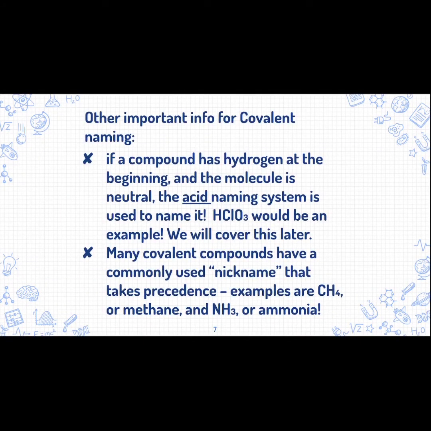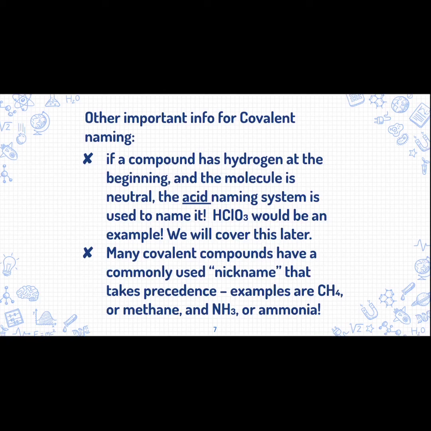A couple other things. If a compound has a hydrogen at the beginning and the molecule is neutral, then we use the acid naming system. And we're going to get into this probably next week. So if there's an H at the beginning, like HClO3, that's an acid. That H at the beginning is what's making it an acid. Again, we'll talk about that later.